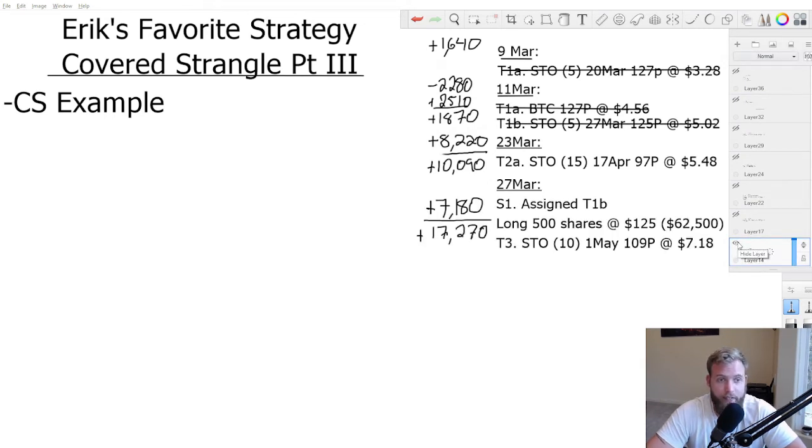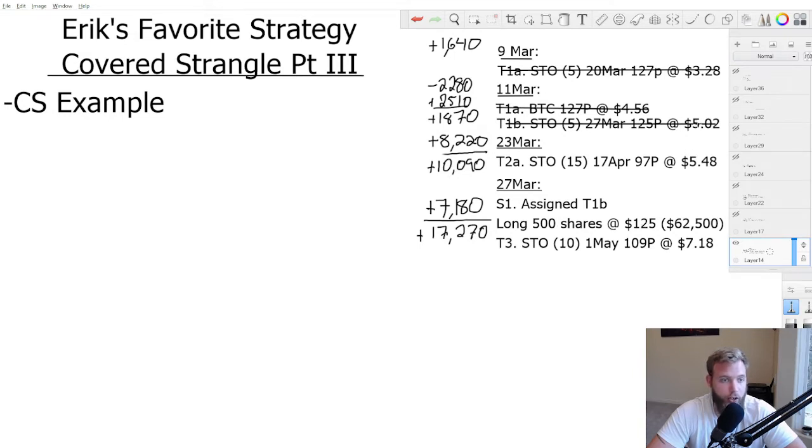So 27 March, you can see that I was assigned on trade 1. And I forgot to go through the nomenclature. So you could see I'm pretty much keeping the trades tied to each other. So T1A is just trade 1A, and then T1A is still trade 1A. So you can see that's how I'm tying them together. So in this instance, trade 1B, those 125s, I took assignment. So at this point, I'm long 500 shares at 125.